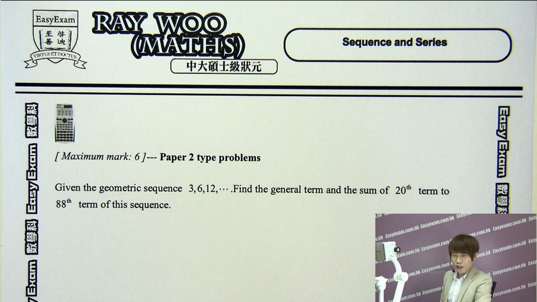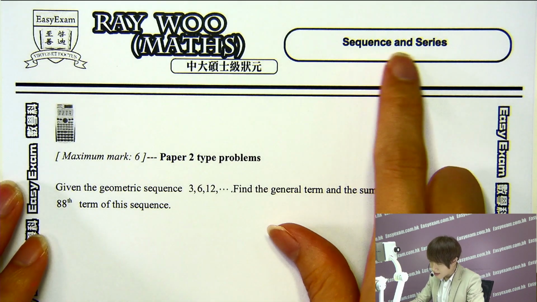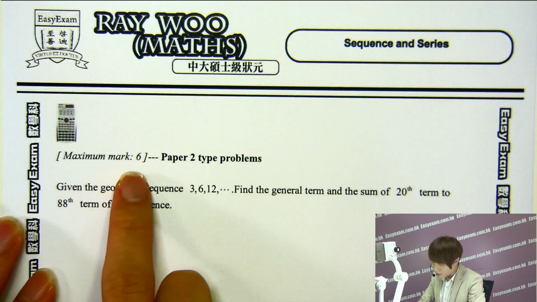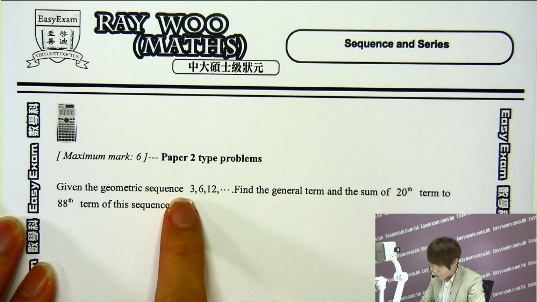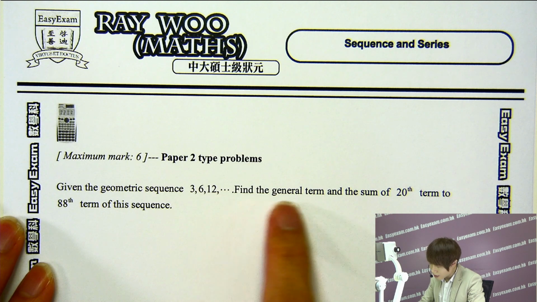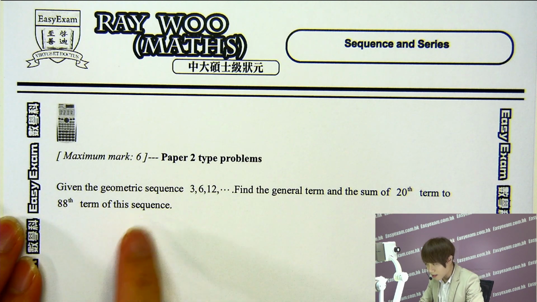Today I'm going to show you how to use my trick to KO this problem without any thinking. So here we go. Let's take a look at this sequence and series problem with maximum mark 6 and belongs to paper 2. Given the geometric sequence 3, 6, 12, and so on, find the general term and the sum of the 11th term to the 20th term of this sequence.